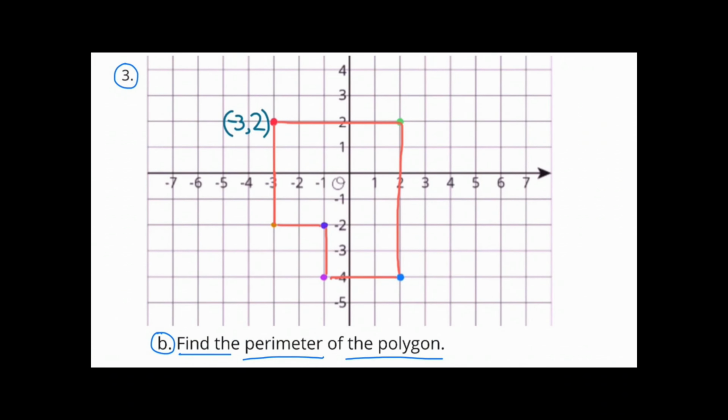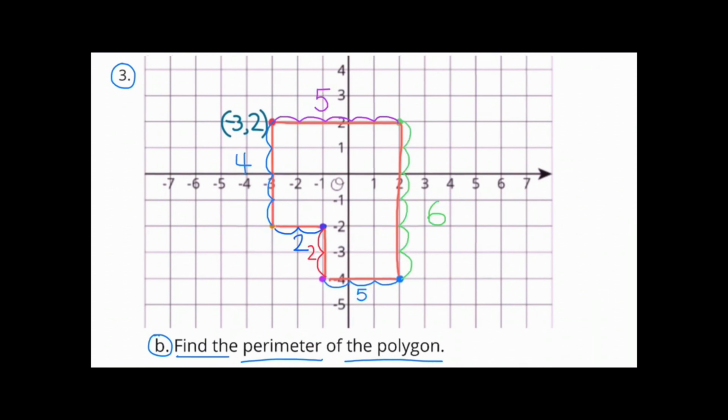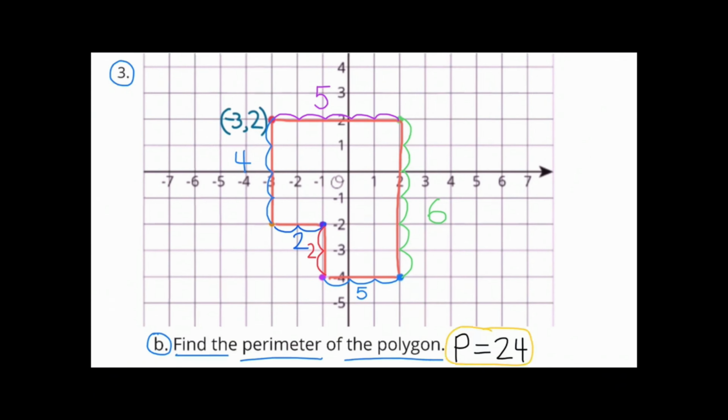B. Find the perimeter of the polygon. To find the perimeter of the polygon, I need to add up all the lengths, or I can count every unit along each length and total them up. 4 plus 5 plus 6 plus 5 plus 2 plus 2 equals 24. The perimeter of the polygon is 24 units.